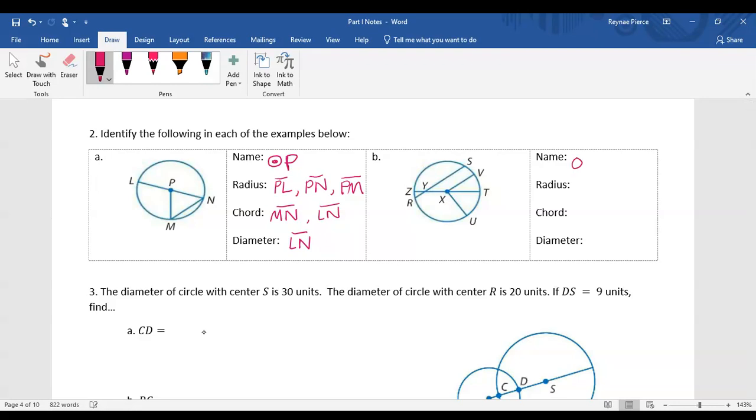This is circle X. All right, one of the radii, XT, that line segment. One chord we could name RS, and the diameter ZT.